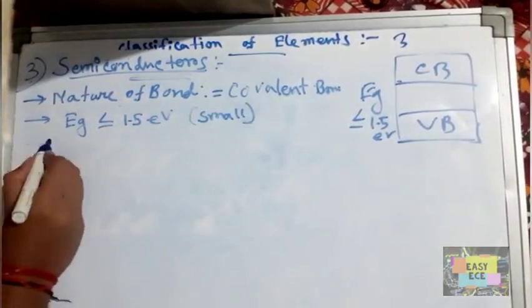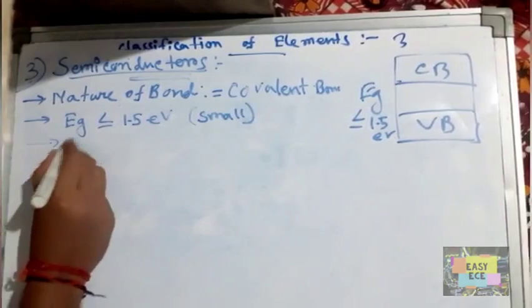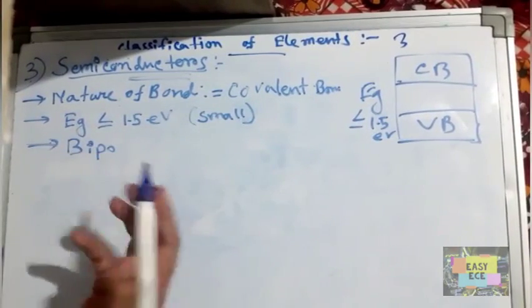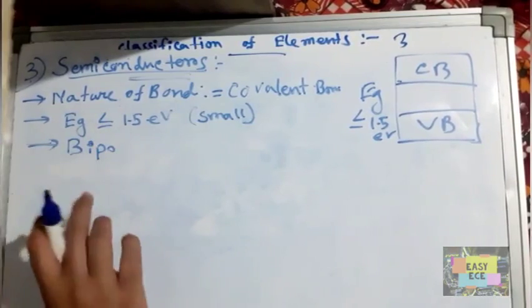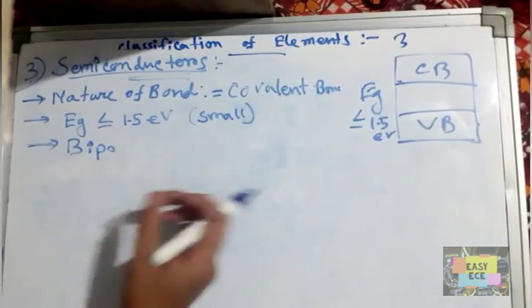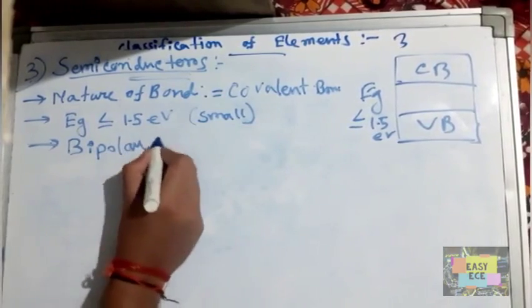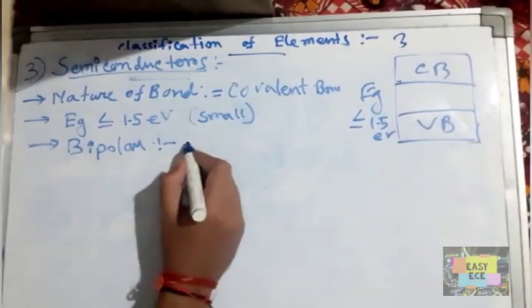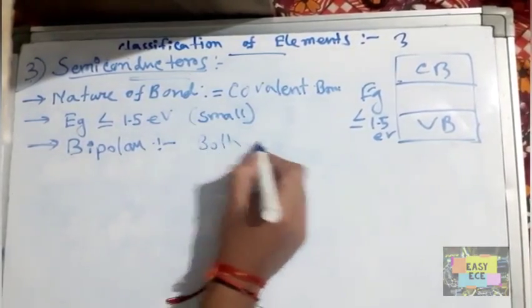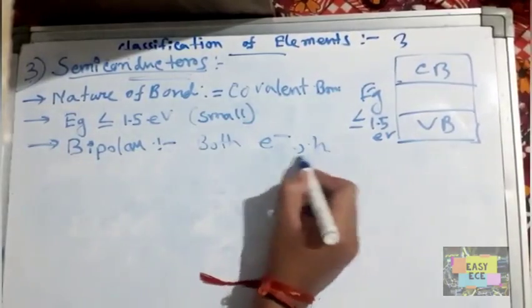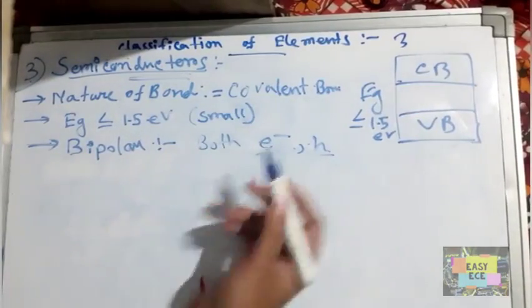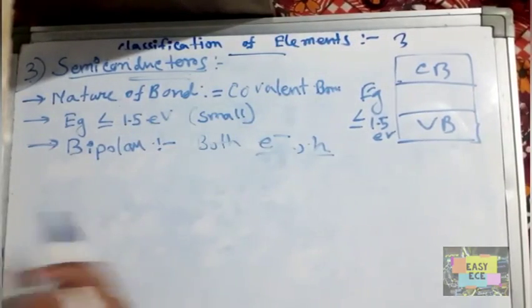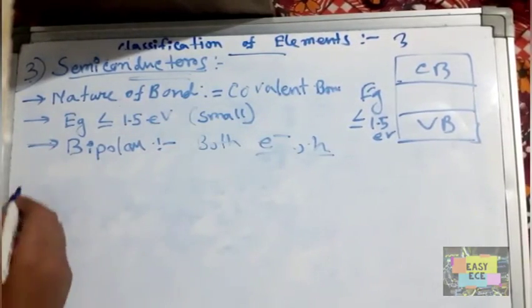The third one is bipolar. In the conductor, we know that it is unipolar, that is, current flows only by electrons. Here, bipolar means the current is carried by both electrons and holes. Both are required for carrying the current. So this is the third point.